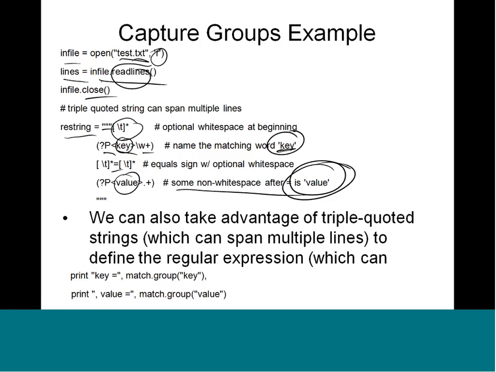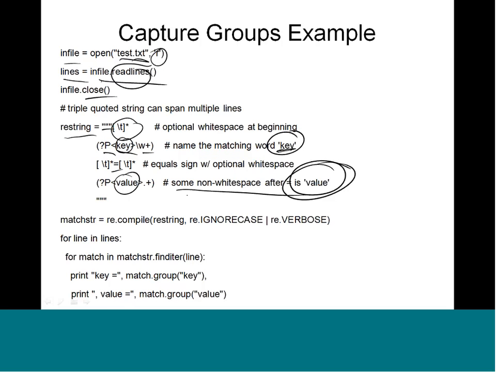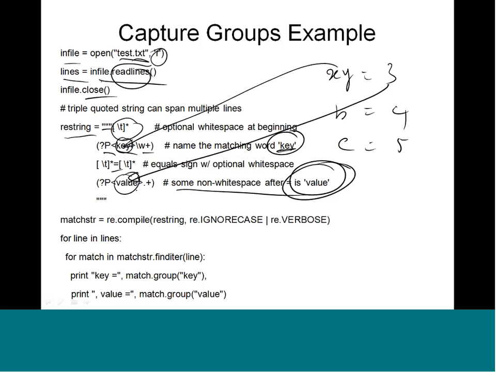So here, as we saw, the P name. Assume that you have x y equal to 3, b equal to 4, c equal to 5, something like that in this test.txt file. So now the thing before the equal sign is the key, and the thing after the equal sign is the value, so this becomes an array that you can store as a key value pair.